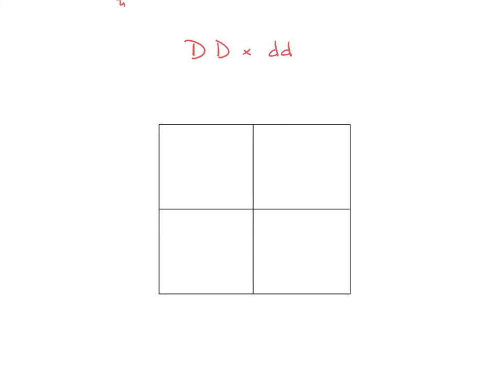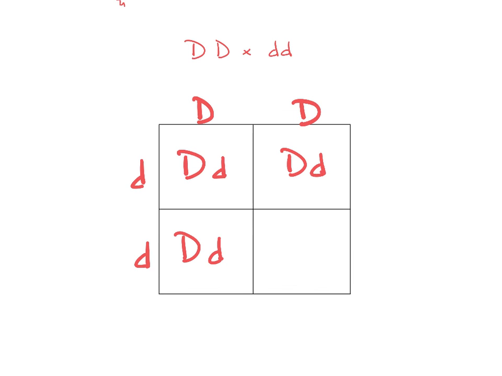In our last cross, we're going to look at a homozygous dominant individual crossed with a homozygous recessive individual. So we're going to put our capital D on the top of the box here, our capital D on the top of the box here, small d, small d, and then we're going to distribute those traits. So we'll do capital D, small d, capital D, small d, capital D, small d, and capital D, small d.